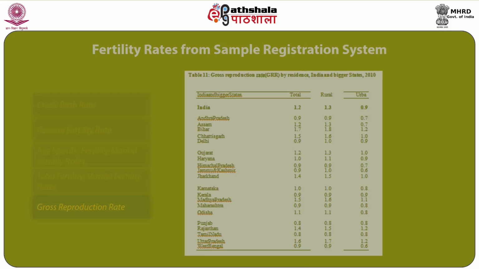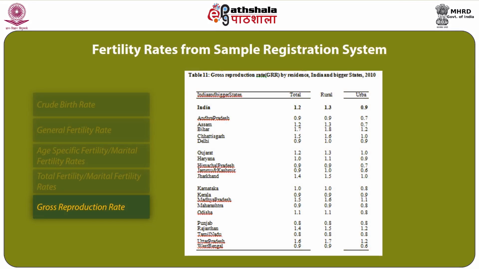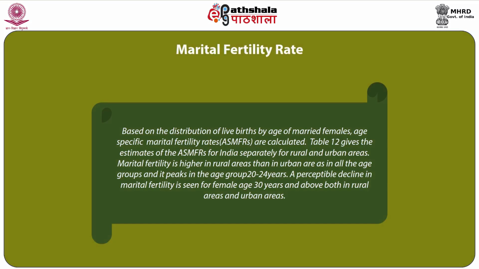The next level of measurement is marital fertility rates, which is derived from sample registration systems. Based on the distribution of live births by age of married females alone, the age-specific marital fertility rates are calculated. The table gives the estimates of age-specific marital fertility rates for India, again separately for rural and urban areas. Marital fertility rate is higher in rural areas than in the urban areas and also in all the age groups, and it peaks in the age group of 20 to 24 years.